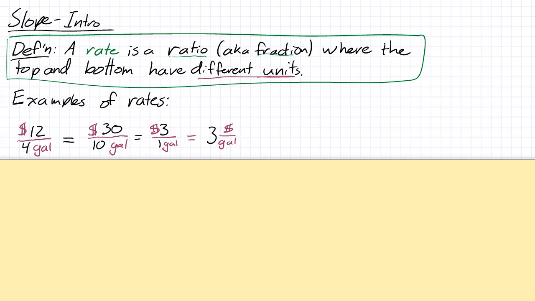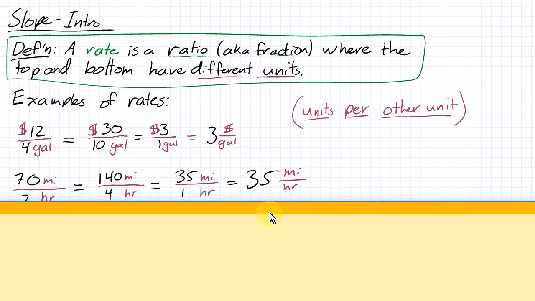Rates in general are always going to have units that are like units per other unit. The whole thing together makes up the units of the rate. And a rate can be written in a lot of different ways. In this case, if you spend $30 for 10 gallons of gasoline, or if you only buy 1 gallon of gasoline, you'll spend $3. All of these rates are equal. It's the same rate. It's $3 per gallon of gasoline. So that's a rate. Here's another rate.